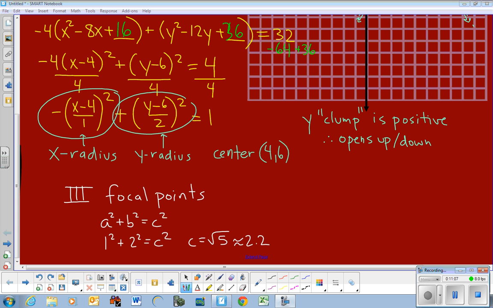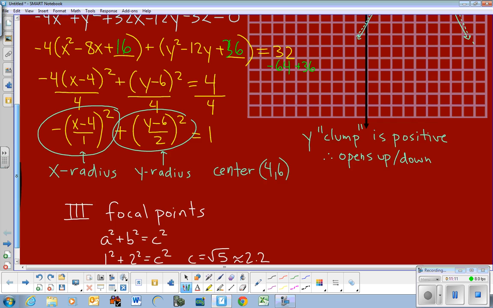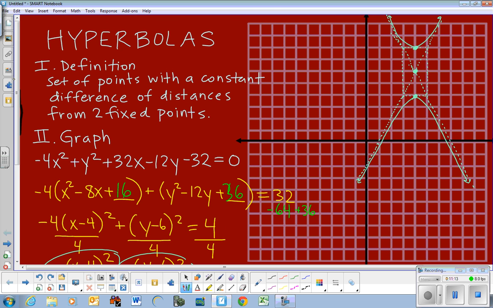which means that to find my focal points, I need to go on my graph, from the center, up and down 2.2. All right, the focal points on a hyperbola lie right inside the curves. So I'm going to have one that's about right here, 2.2 below the center, and I'm going to have one that's right here, 2.2 above the center. And so let's find the coordinates. My center, if you remember, was 4, 6.